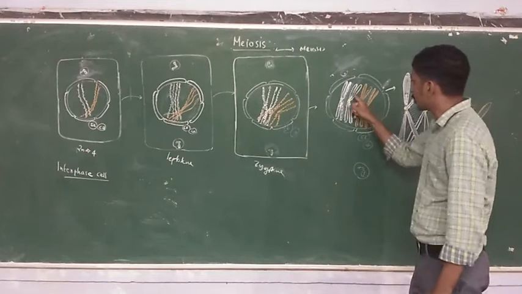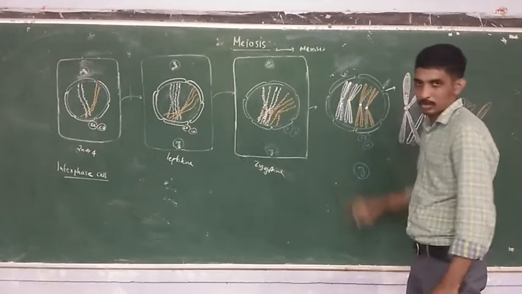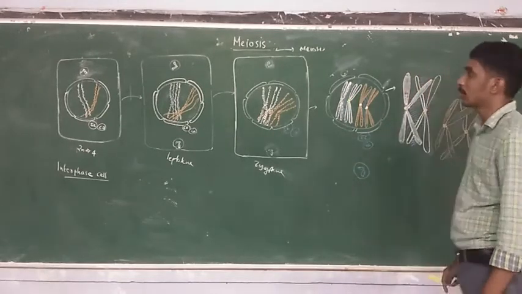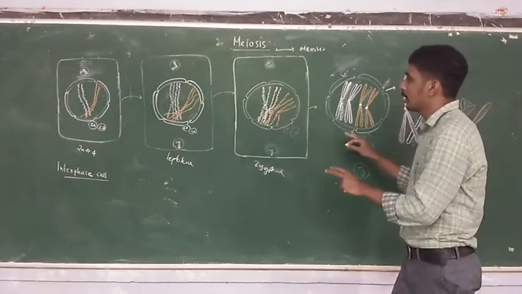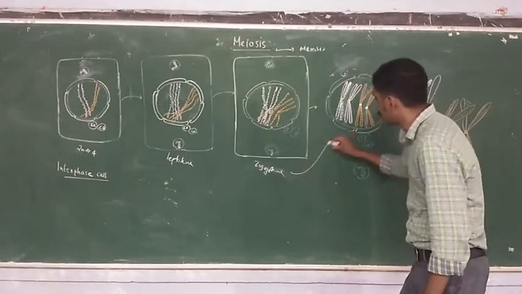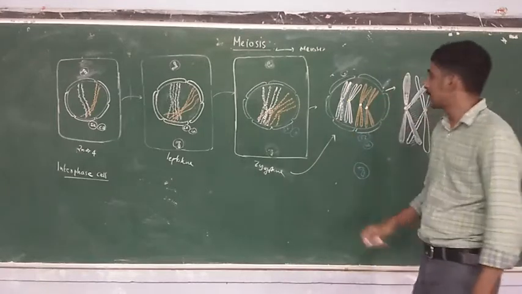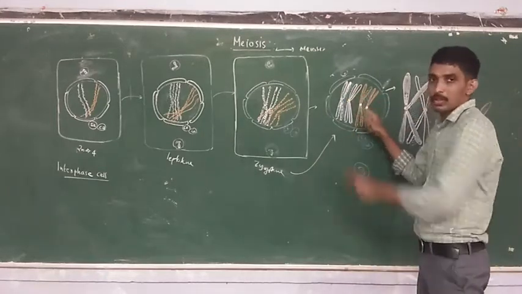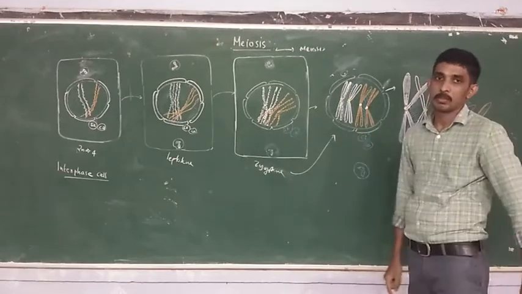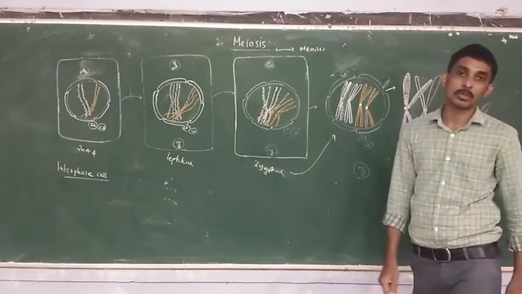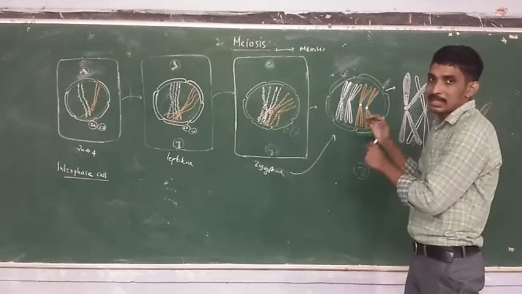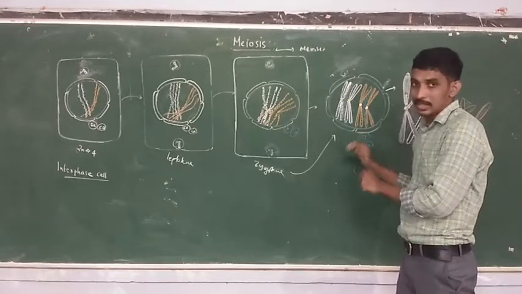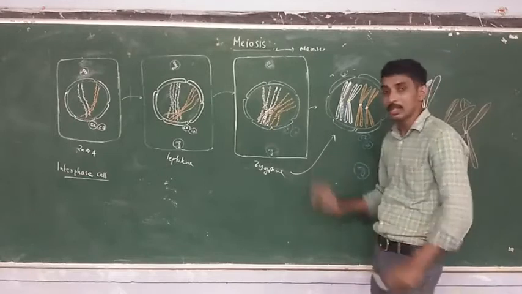So in this structure you can see the pairing of chromosomes. That pairing of chromosomes is called synapsis. So actually in zygotene you can see the pairing of two chromosomes. Pairing occurs between the two chromosomes, and that pairing is called synapsis. So synapsis occurs during the zygotene stage.